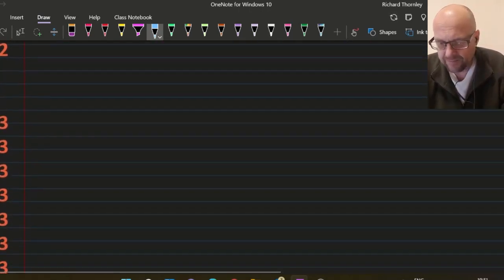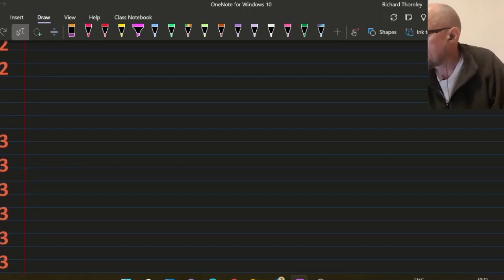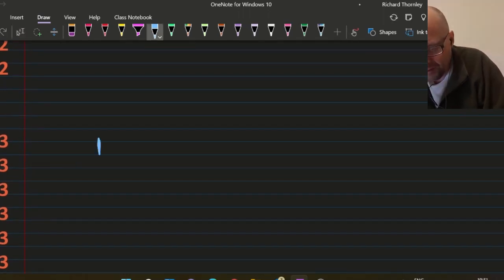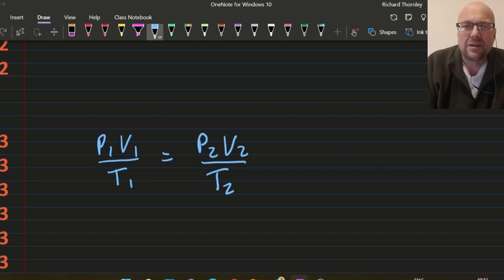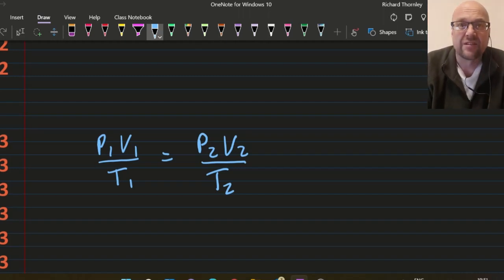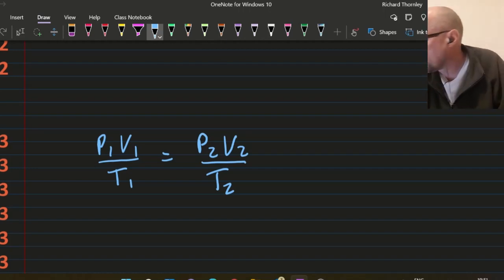Question 3. Okay, that looks like I'm going to use P1V1 over T1 is P2V2 over T2. I thought PV equals nRT. Well, you know, the n is the same and the R is the same. And so because that's true both at the beginning and at the end, you can use this equation, which kind of erases the n and the R.